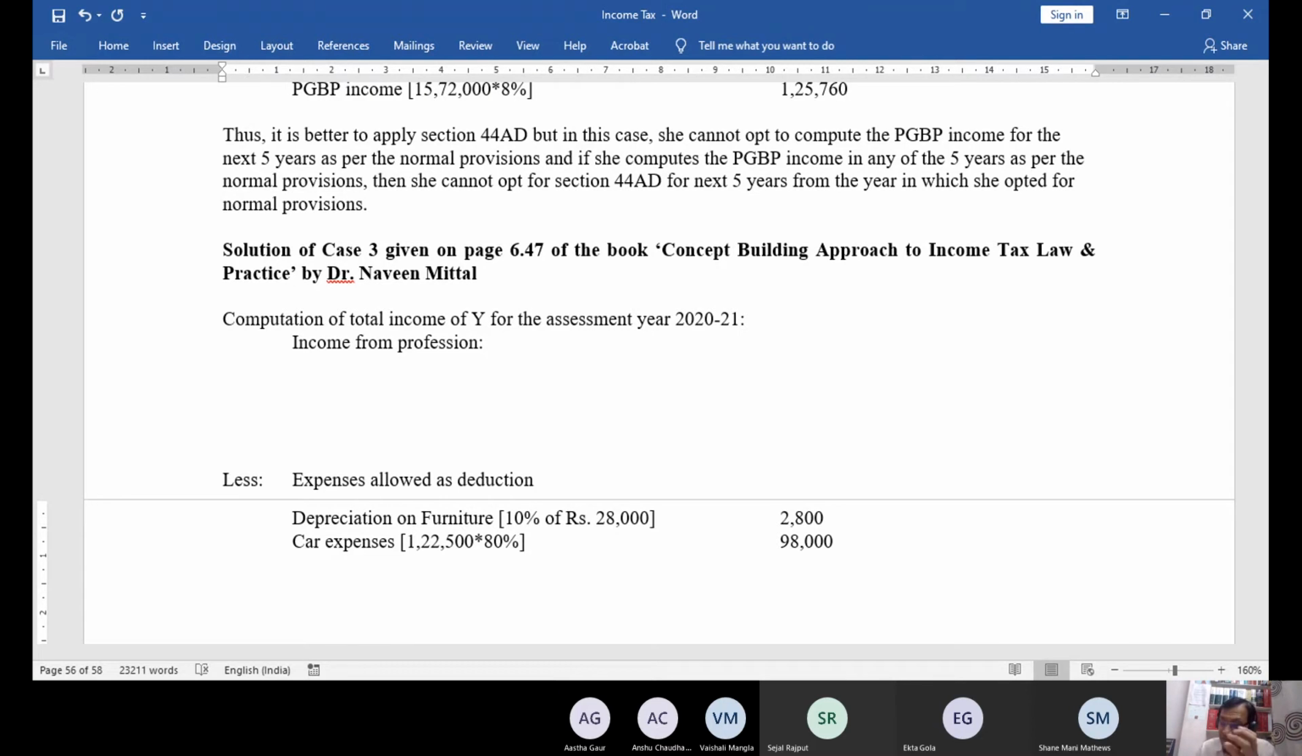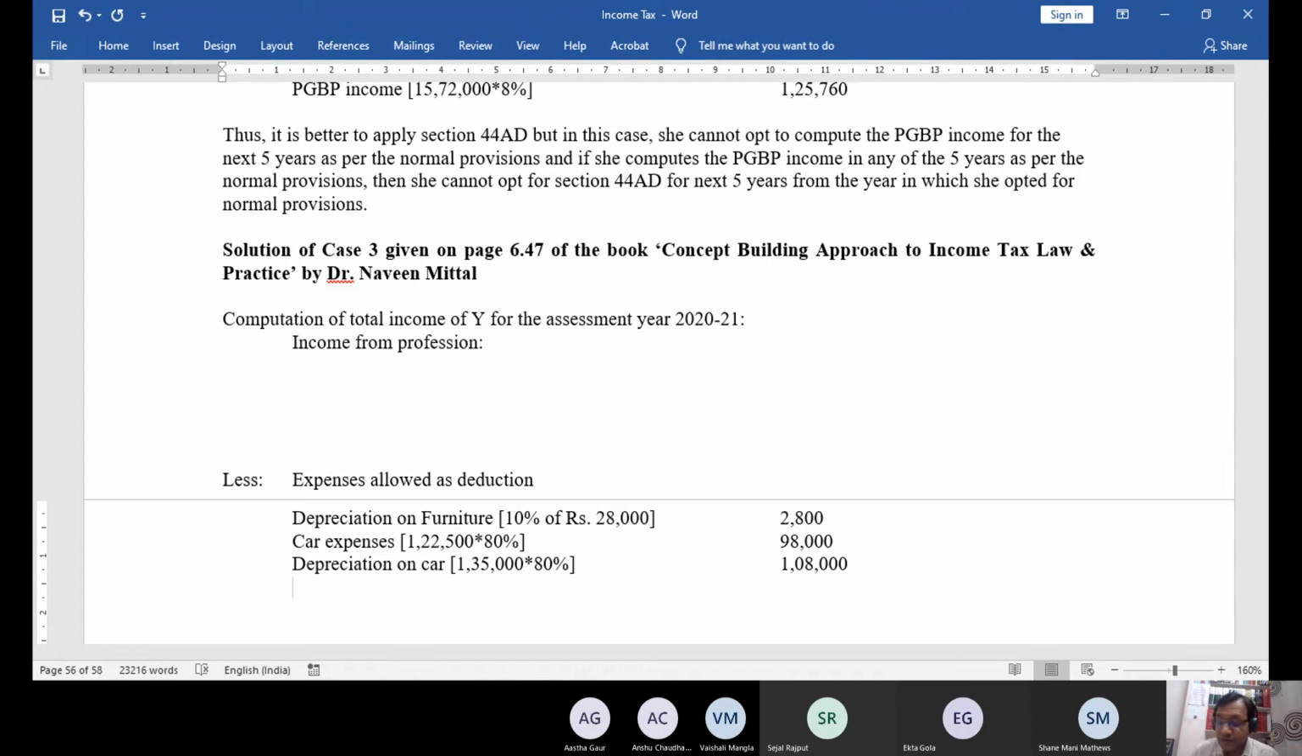Not in the P&L account, but point C says what? Depreciation on car 135, multiplied by 80%. Because 20% car is for personal use, so I have to multiply it by 80%. One lakh 8,000. Any problem you please ask.